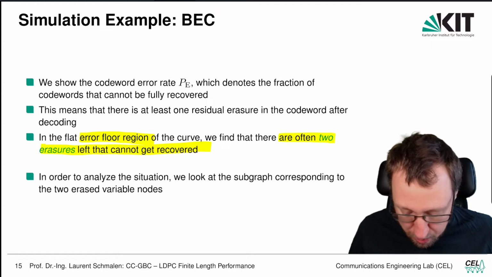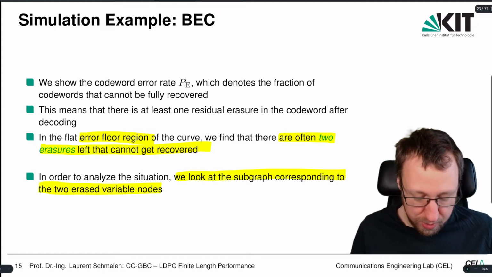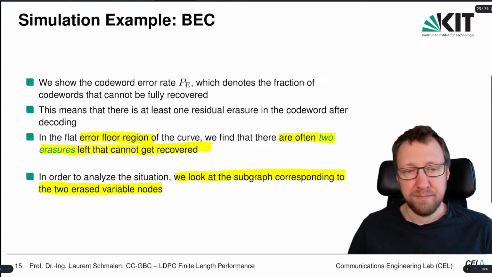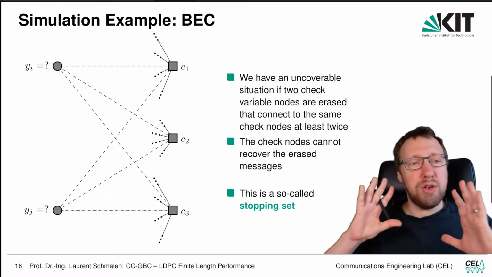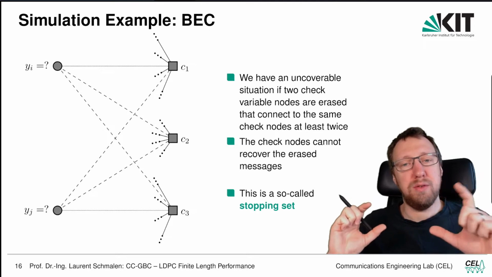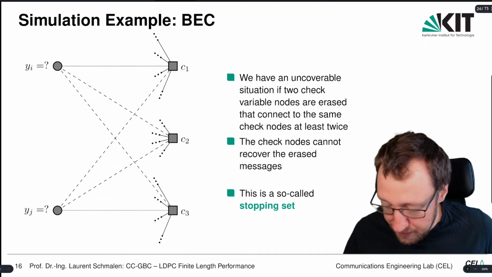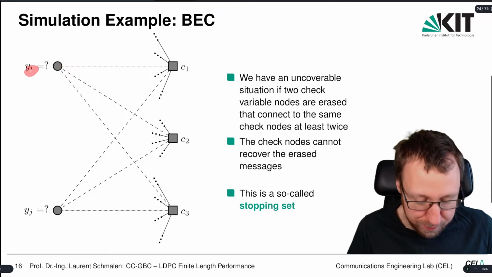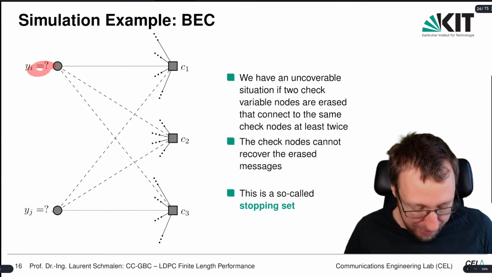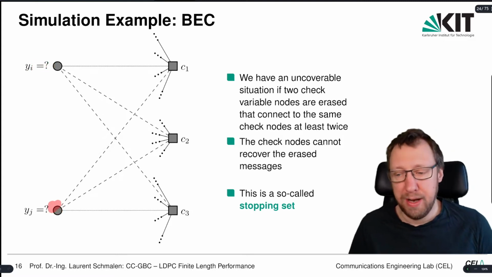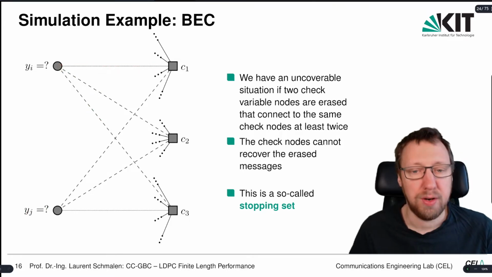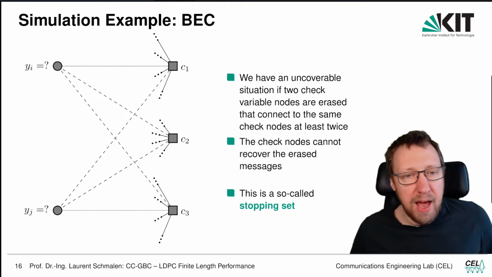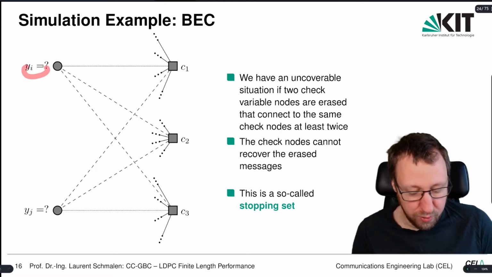So what we do is we look at the subgraph corresponding to these two erased variable nodes. So this is what we have here. We just plot the portion of the Tanner graph that corresponds to the two variable nodes that we cannot recover. So this is the first variable node y_i, corresponding to the received value at position i, and the second one corresponding to the received value at position j. And we know the dashed lines denote erasures. And we have the check nodes, they are connected to these two variable nodes, but they also have some other connections, which we do not show here.